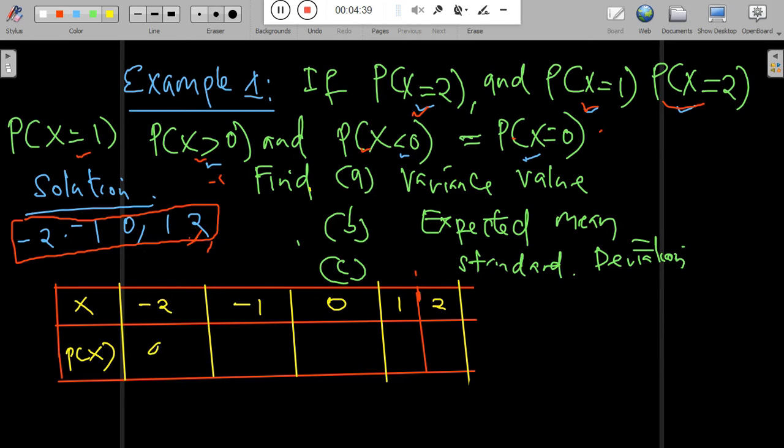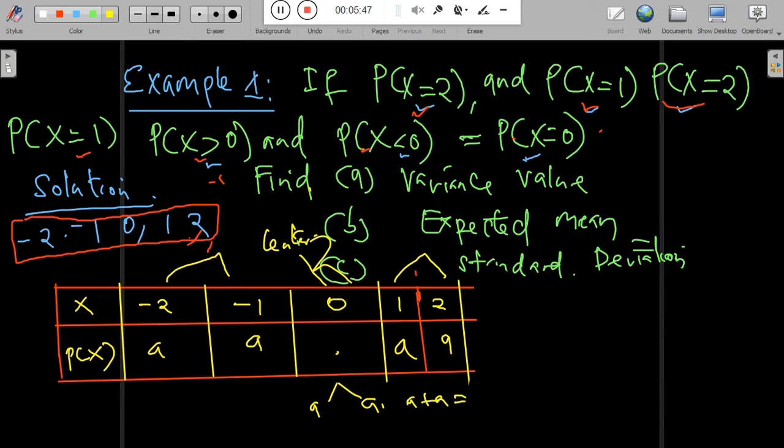we assume that the first part is A and the second part is A, since we don't have the values of the probabilities of x. Now at the center, 0, since we are dealing with two sides, one A represents the negative side and another A represents the positive side. So at the center of 0 there will be 2A. And 1 will be equal to A and 2 is equal to A. So we have written A on the probabilities of x, as you can observe.